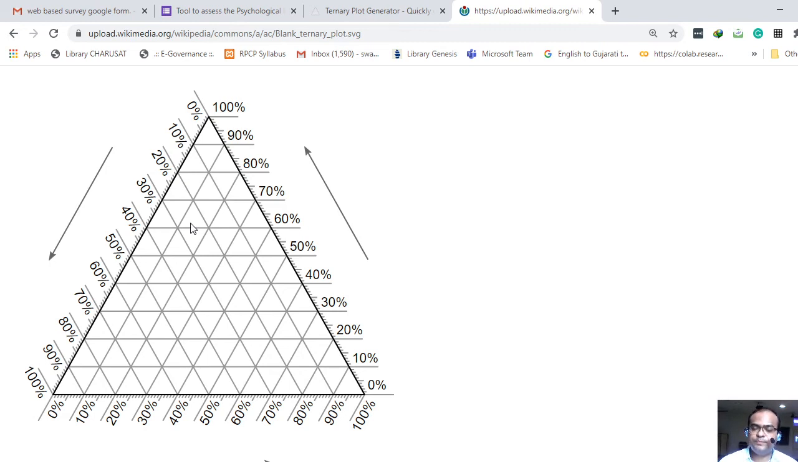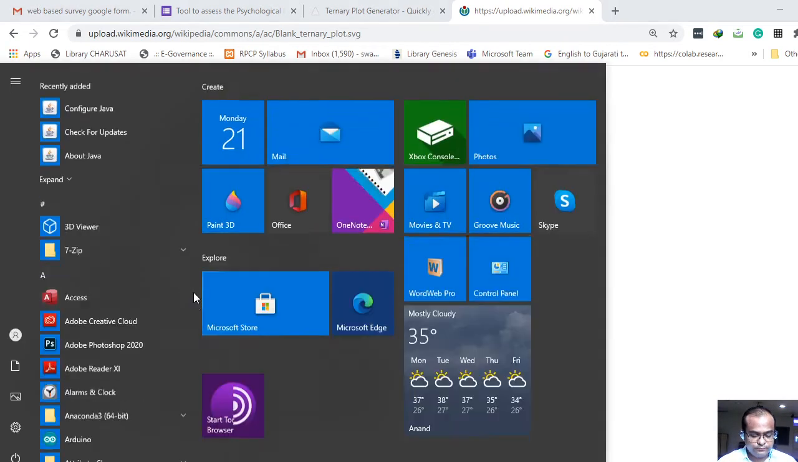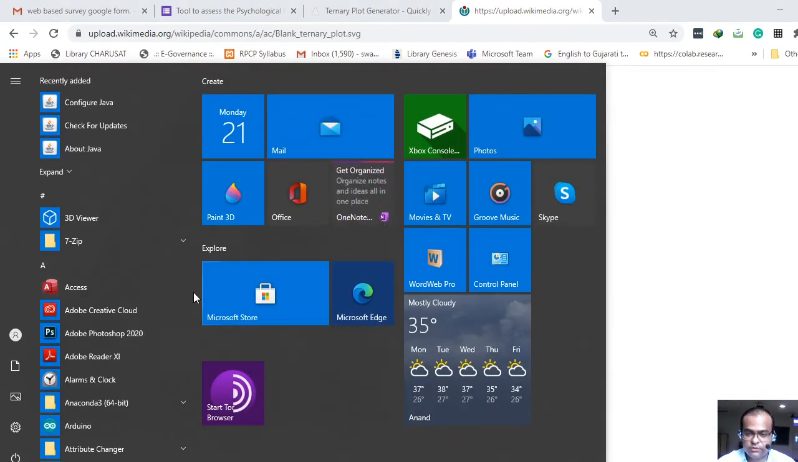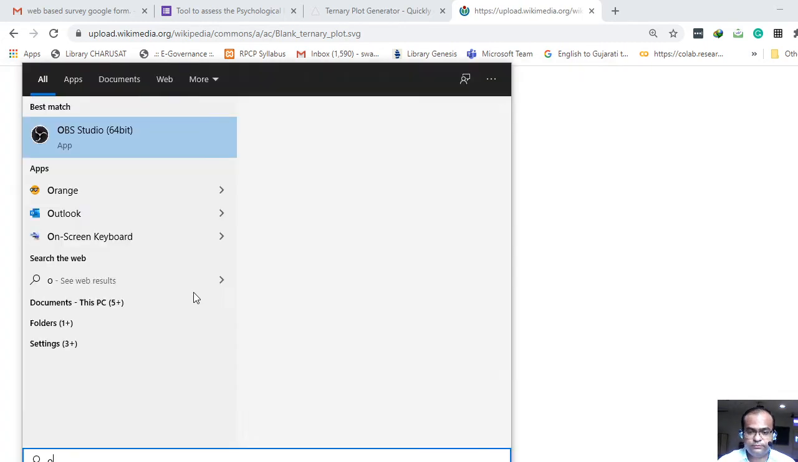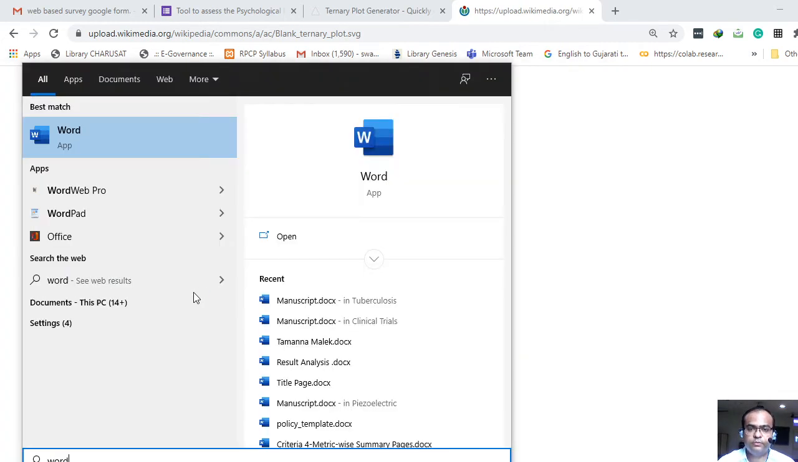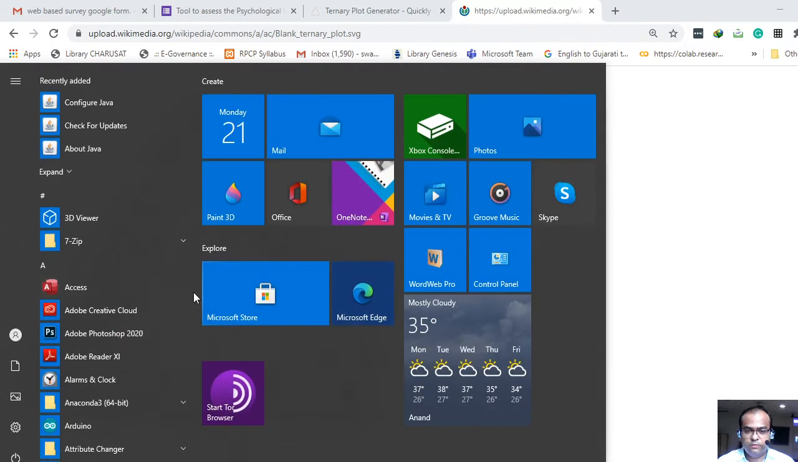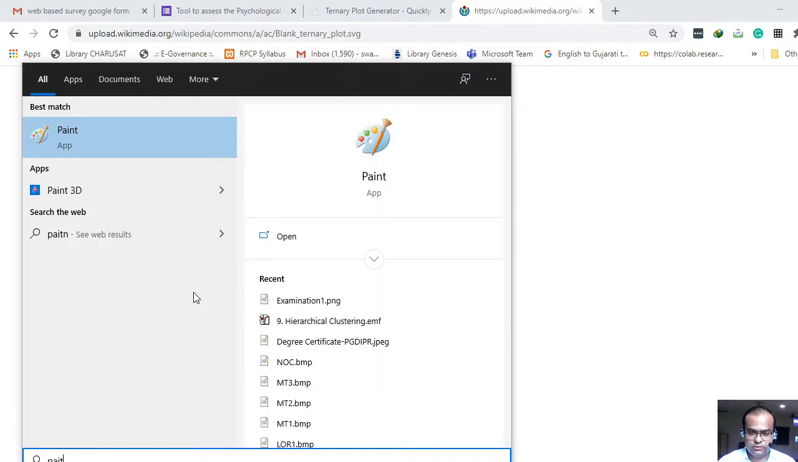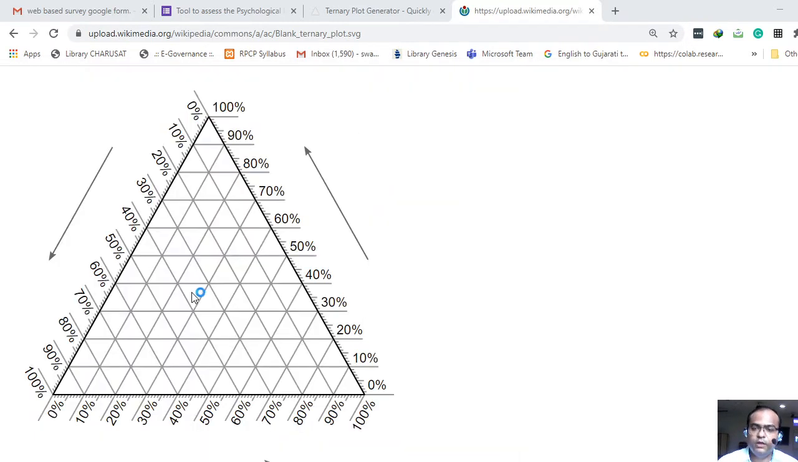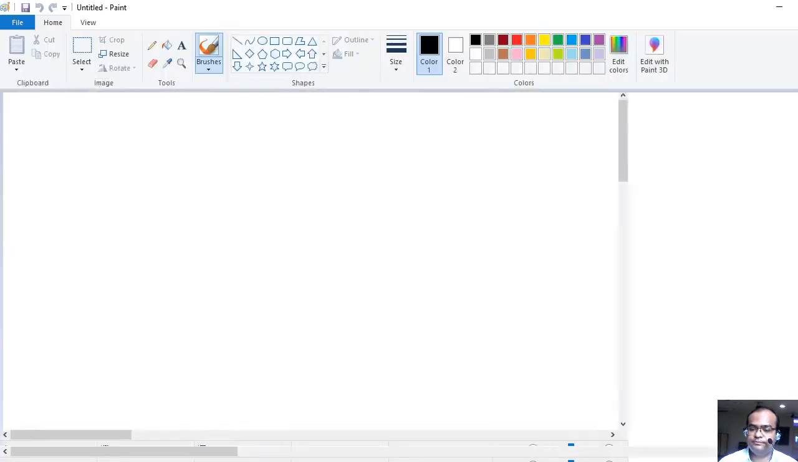But today we'll show how to prepare a ternary phase diagram for the micro emulsion and, let's say, self micro emulsifying drug delivery system. Okay, so just one minute, let me open some files so we can easily discuss the matter.